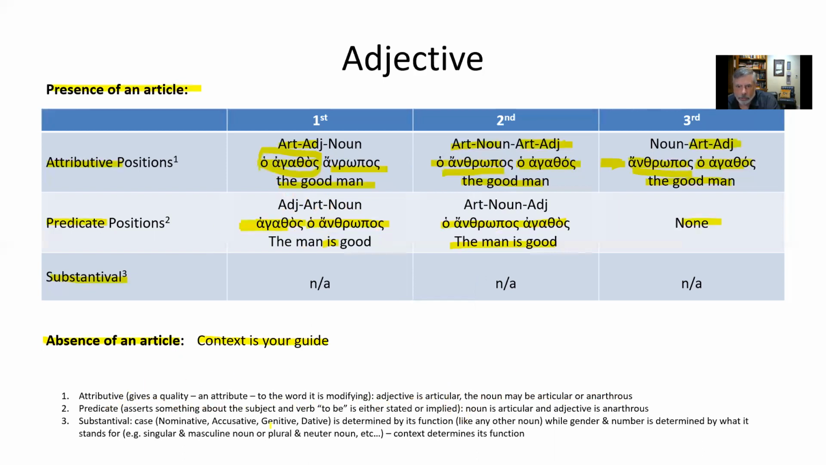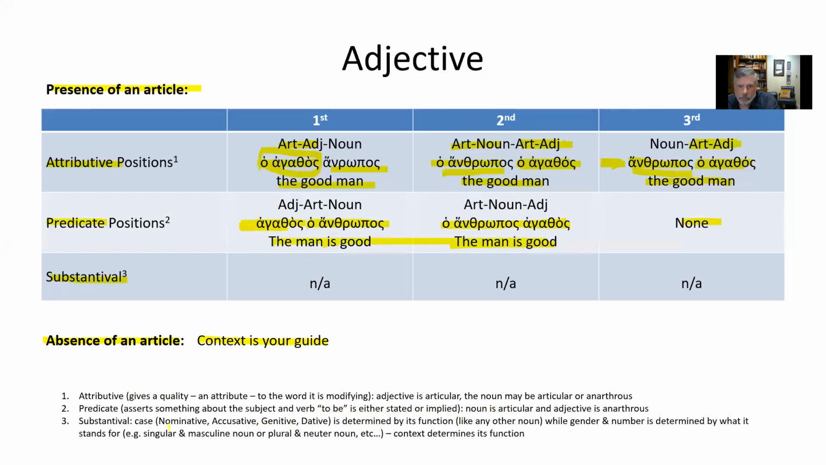And predicate asserts something about the subject, and the verb to be is either stated or implied. In other words, here it's implied, it's not stated. The noun is articular. So here we see the noun is articular. It has an article, but the adjective is not. It's anarthros. Here the noun is articular, and the adjective is anarthros, without the article. Translation is the same: the man is good.